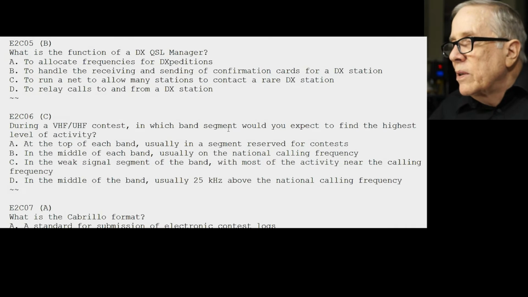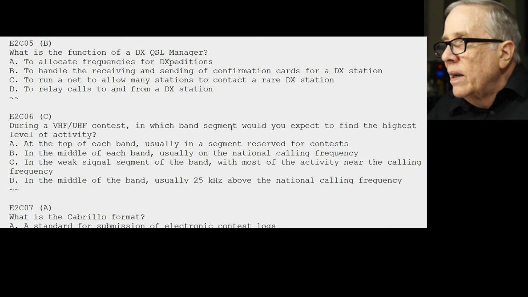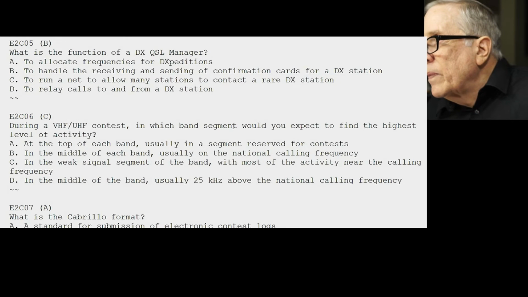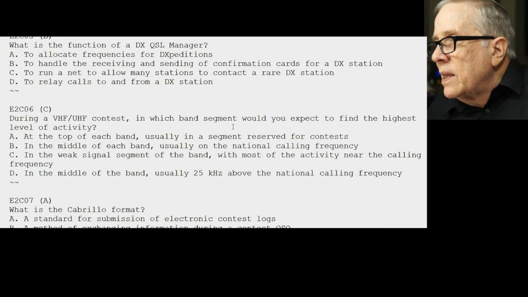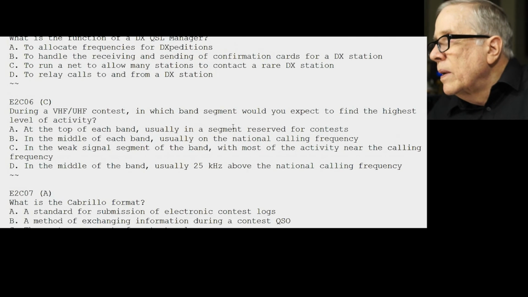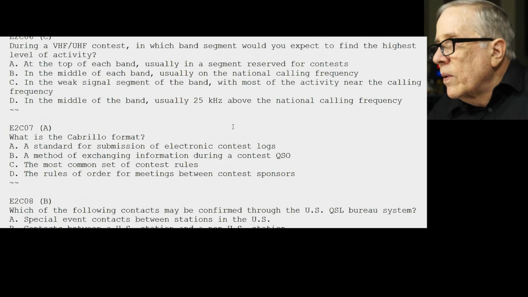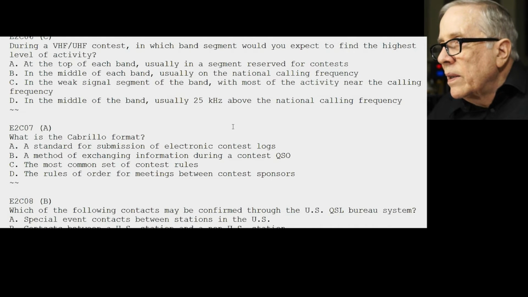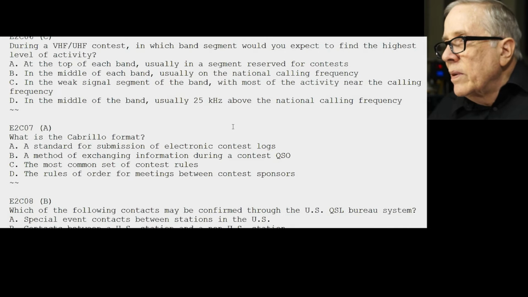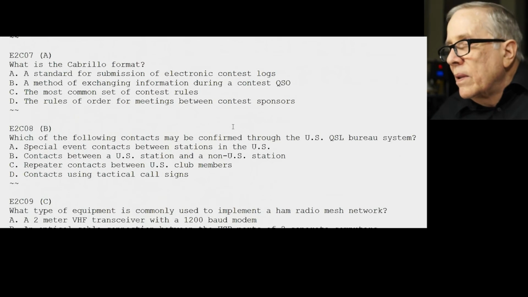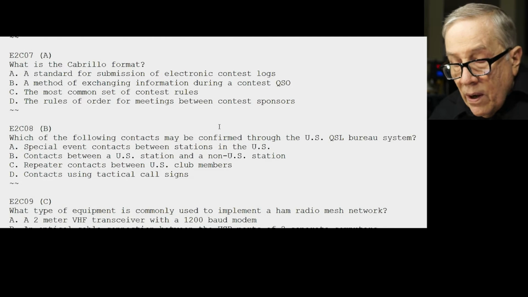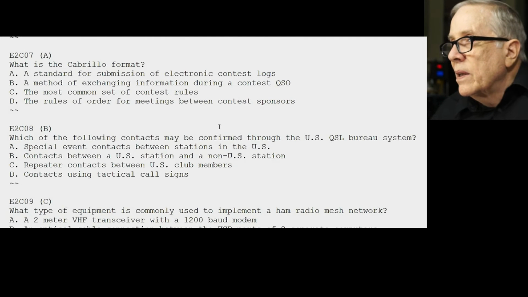E2C06, during a VHF-UHF contest, in which band segment would you expect to find the highest level of activity? And the answer here is C, in the weak signal segment, where there is the greatest activity of guys calling. E2C07, what is the Cabrillo format? And that's a logging format for contests.